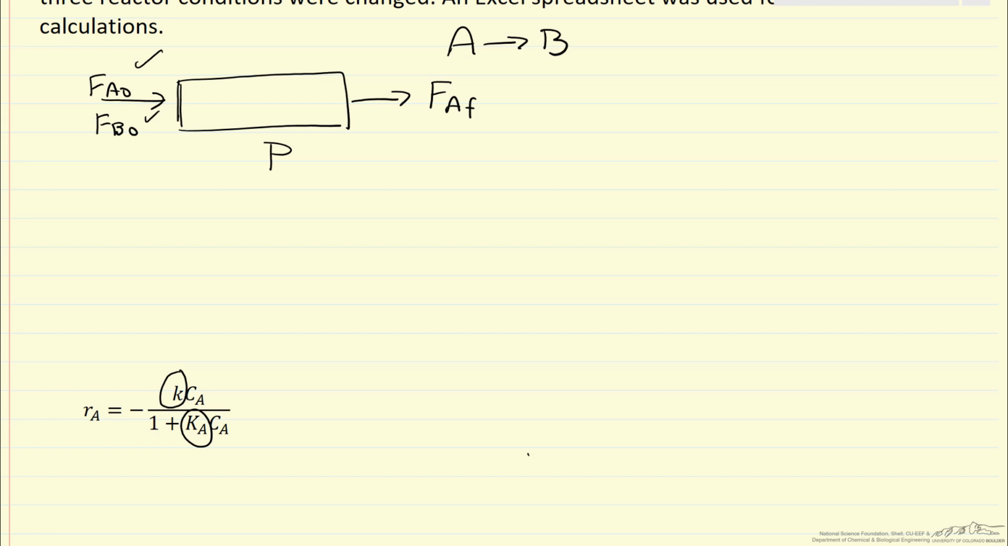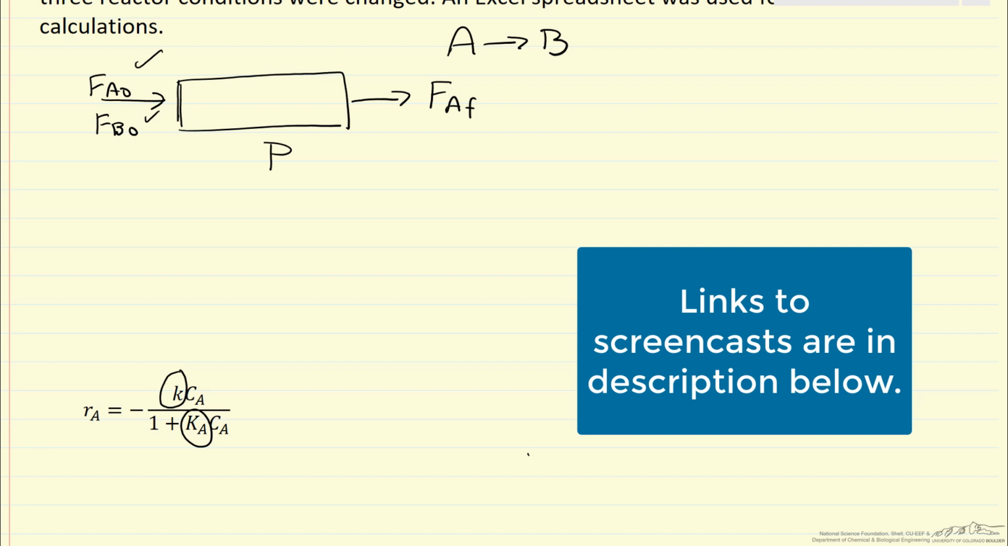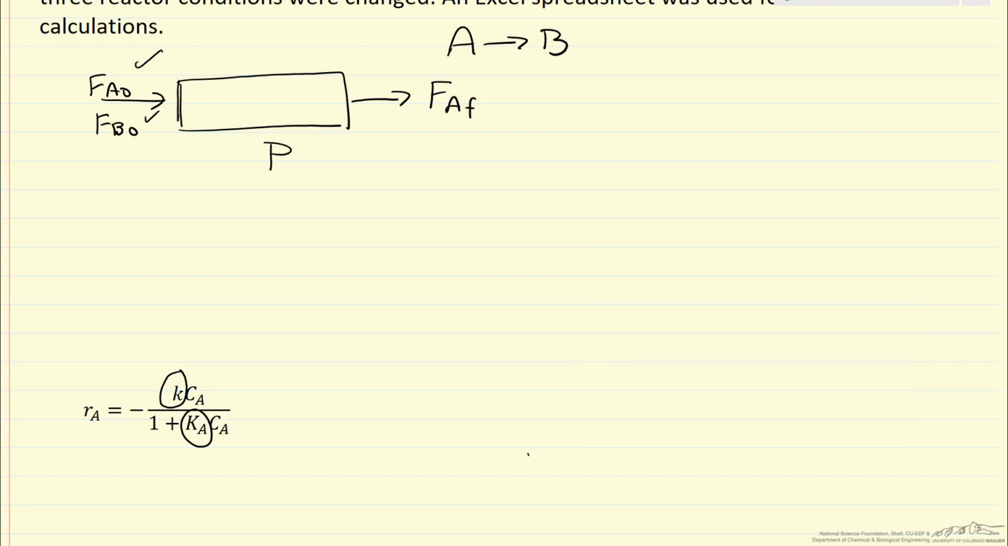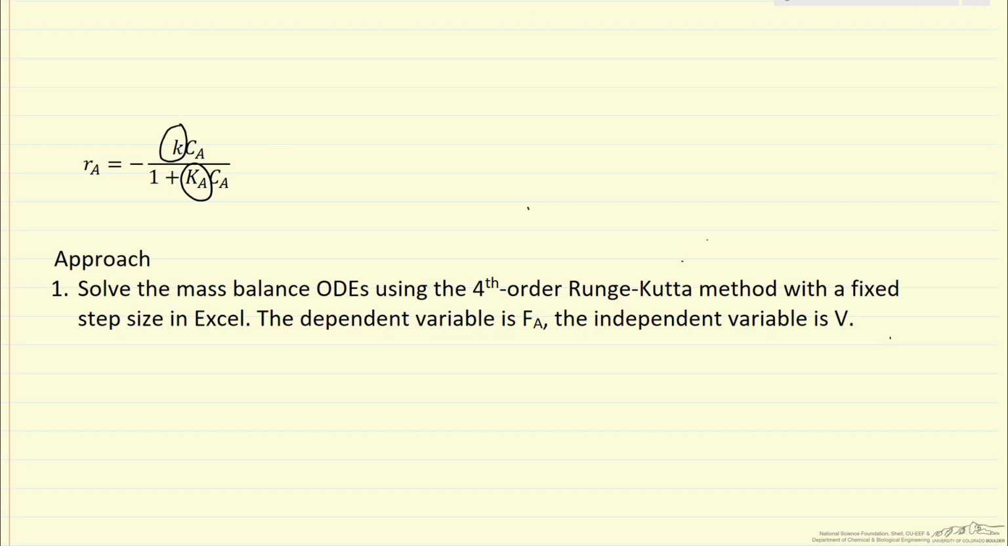So you should watch those screencasts before watching this one, because it's not possible to explain all the details in this one screencast that are explained in several other screencasts. So let's look at the approach. We're going to use Excel to actually solve the ordinary differential equation mass balance. In this case, we use a fourth order Runge-Kutta method, fixed step size, where the dependent variable is the molar flow rate. The independent variable is the cumulative volume in the reactor.